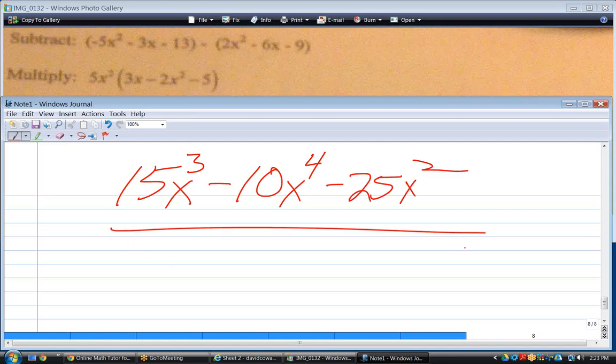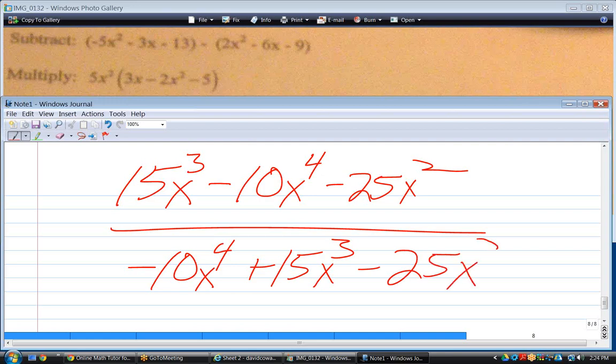Now, what is this if I said write it in proper format? It'd be negative 10x to the fourth plus 15x to the third, then minus 25x squared. Right. Proper format, always putting the highest exponent first.